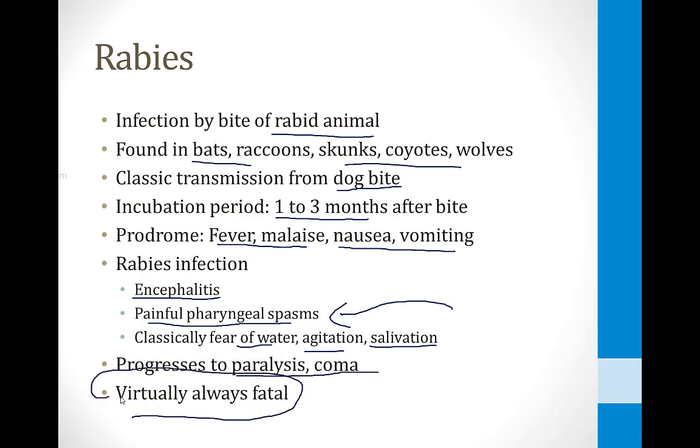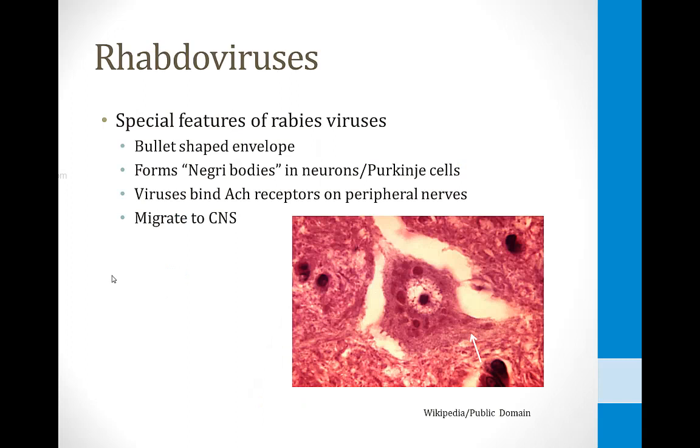It's almost always fatal. There is a pathognomonic finding of rabies infection that's high yield to know for step 1, and it's called a Negri body. So the virus has what's called a bullet-shaped envelope, and this forms Negri bodies in neurons or Purkinje cells that are infected. If you look at this neuron in this picture right here, you see these dark inclusions inside the neuron. These are the Negri bodies, and these are evidence of rabies virus infection of the central nervous system. It's also high yield to know that this virus likes to bind to acetylcholine receptors on peripheral nerves, and then it gets into the nerves and migrates to the central nervous system.